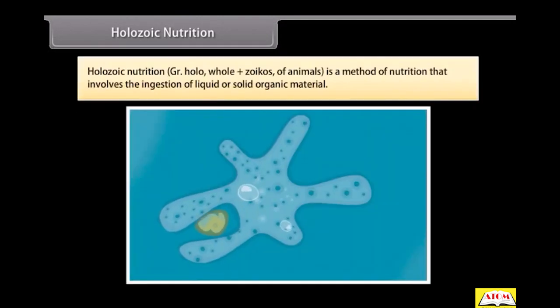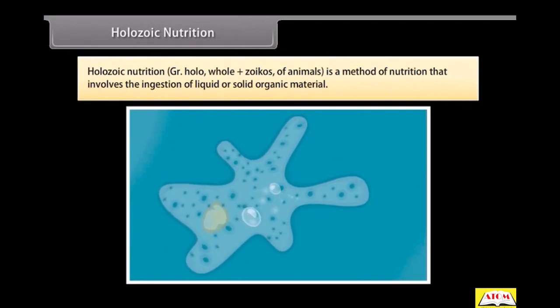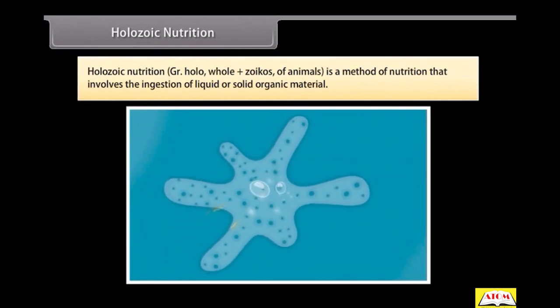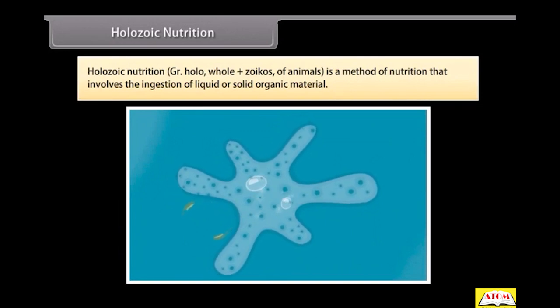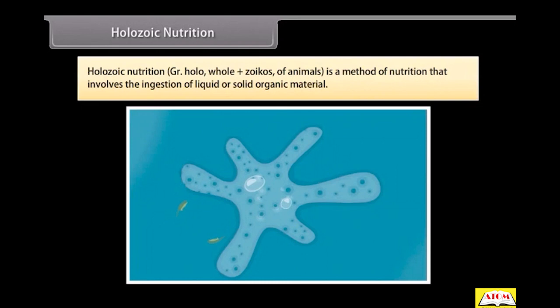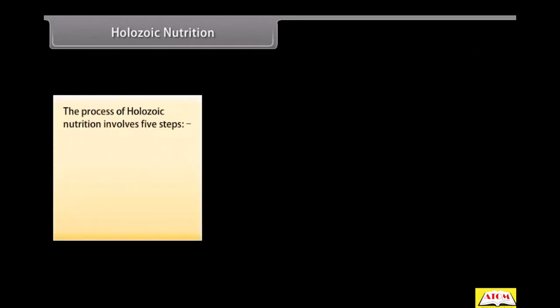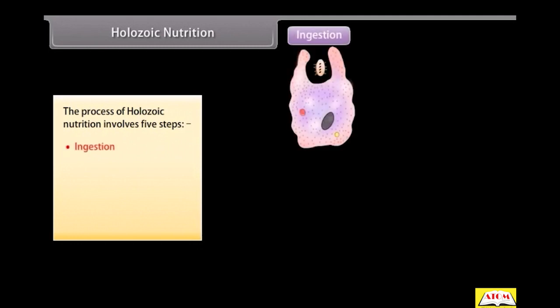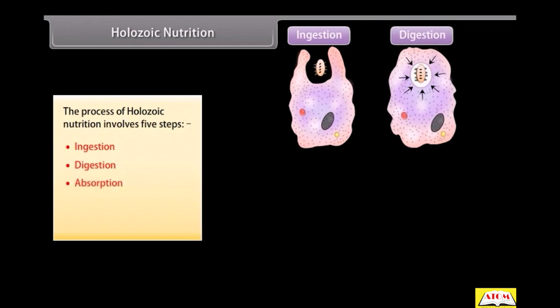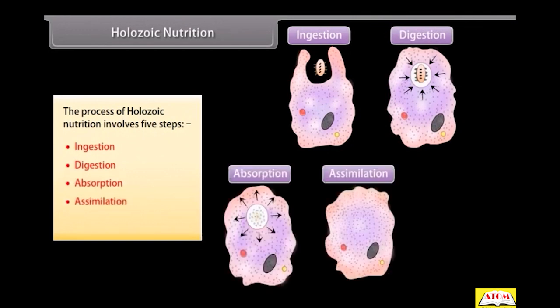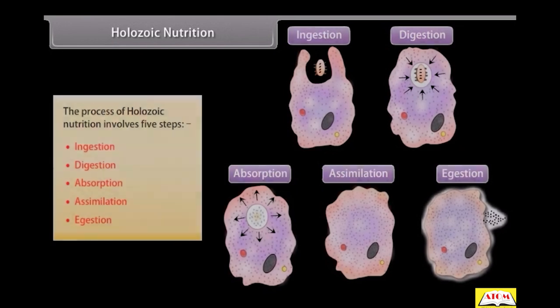Holozoic nutrition. Holo means whole and zoikos means animals. It is a method of nutrition that involves the ingestion of liquid or solid organic material. The process of holozoic nutrition involves 5 steps: ingestion, digestion, absorption, assimilation, and egestion.